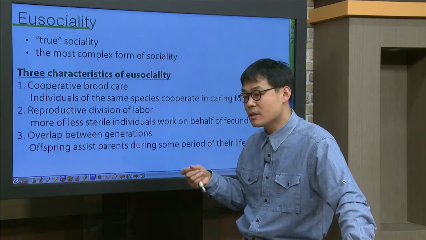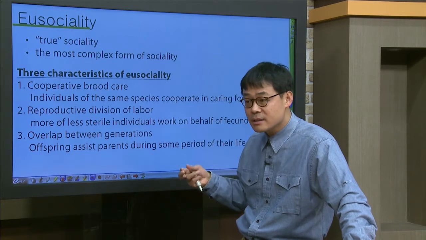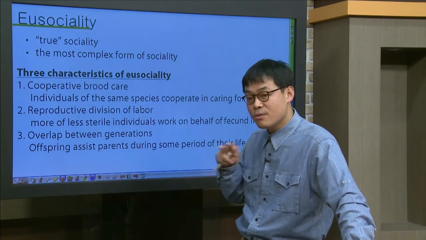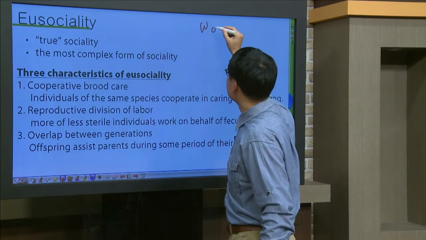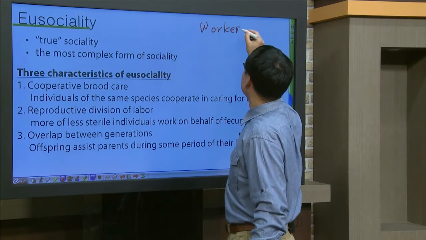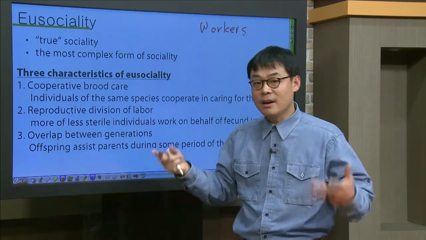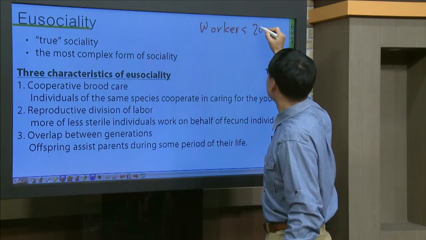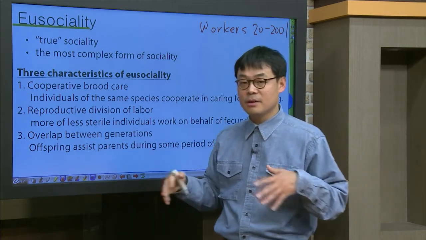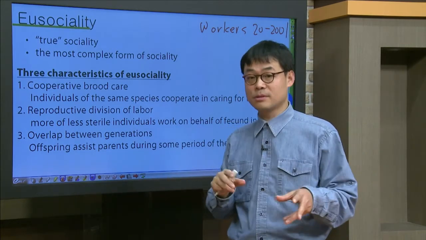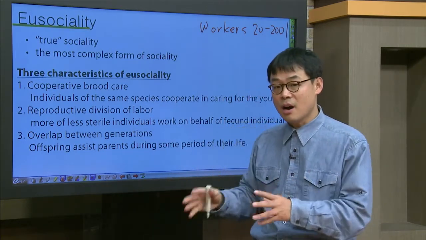In Hymenoptera, the individuals comprising the societies are basically of three types. Just look at the honeybees. Then you have the workers, and there are a lot of them, sometimes 20,000 to 200,000. Basically, most of the members of honeybee societies are workers.